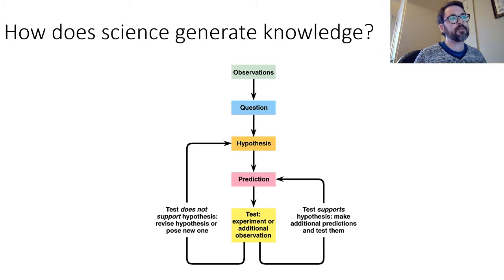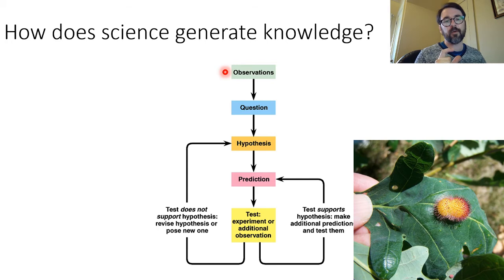So here's a flow chart that shows you the steps in the scientific method. Usually we begin with some observation. We notice something interesting. So if you remember on the first day of class, it was a weird gall that I saw on an oak leaf. That observation leads you to ask a question.